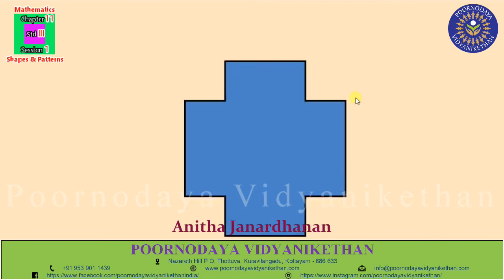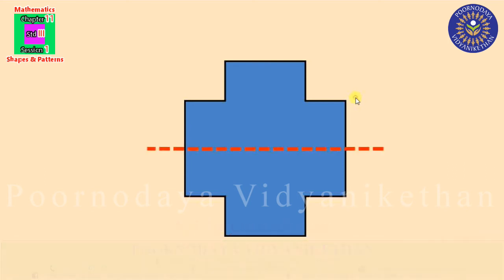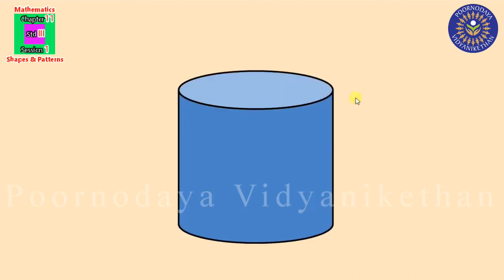Okay, now this plus sign. How can we divide? Yes, like this also we can divide. This is the line of symmetry. The next, a cylinder. We are going to draw the line of symmetry. See, now we got two identical halves, isn't it? The right part is exactly equal to the left part, isn't it?